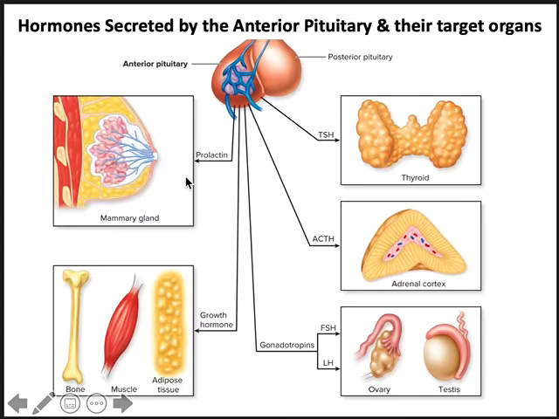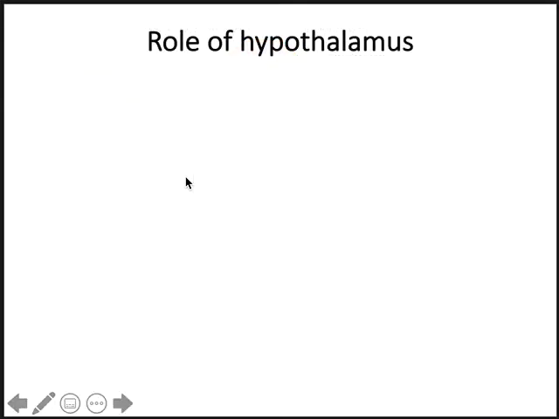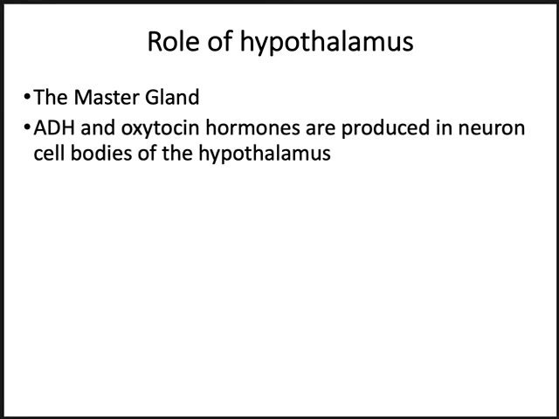Okay, all right, next, the role of the hypothalamus. I've already told you here that the hypothalamus is the boss, right? So it's the master gland. ADH and oxytocin are actually produced in the hypothalamus in neurons, cell bodies, actually. So the cell bodies of neurons in the hypothalamus produce ADH and oxytocin, which is very interesting, right? Very unusual.